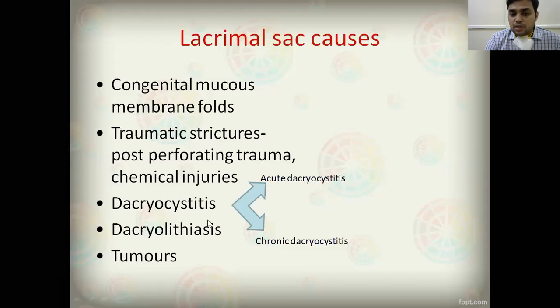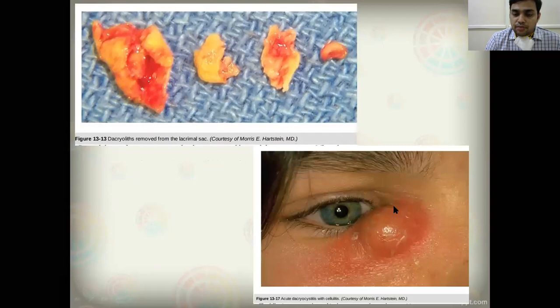The dacryocystitis may be acute in nature or chronic in nature. Here, this is a picture of dacryocystitis, where we can see all the inflammatory signs like swelling and redness in this patient. And these are the stones which are extracted out from the lacrimal sac. The stones present in the lacrimal sac, we call dacryoliths.